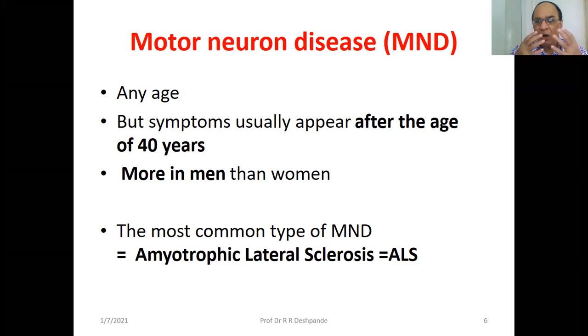Now, in this MND, the patient slowly gets paralyzed. First the legs, then the hands, then all the muscles of the body. Only motor damage is there. Try to understand: the patient can understand all the senses, but he cannot express. He can feel the pinch, but he cannot move his face. He cannot speak to you to say, oh, I am getting pain. That is very dreadful. This is very serious.